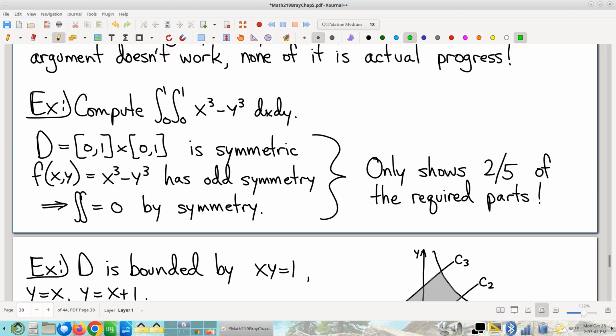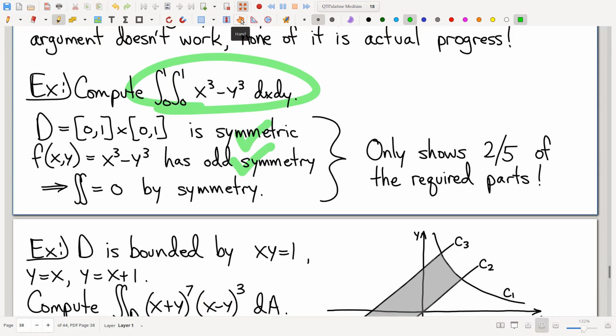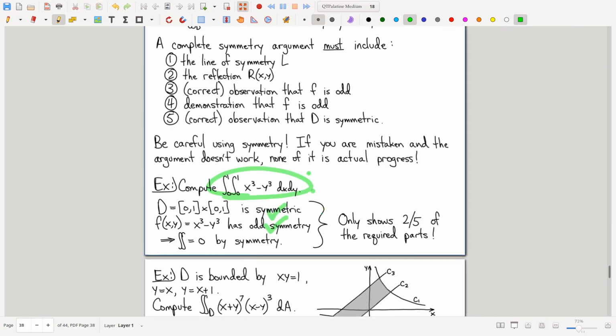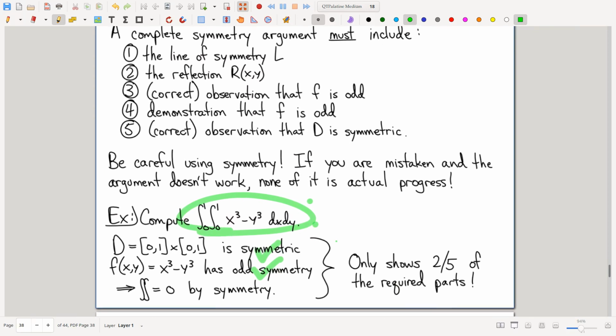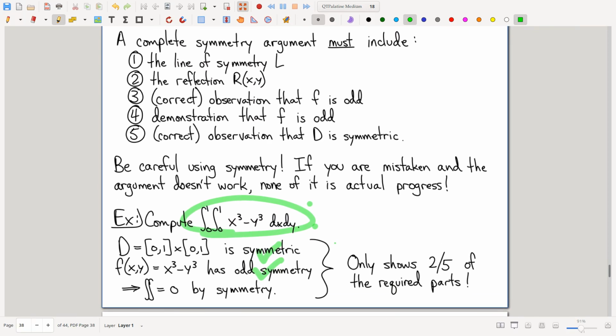The student's asked to compute this integral. They note correctly that the domain is symmetric. True, it is symmetric in a sense. They note correctly that the function has an odd symmetry. That's true in a sense, right? But this student, having done that, let's look at how much of a complete symmetry argument did the student give me.